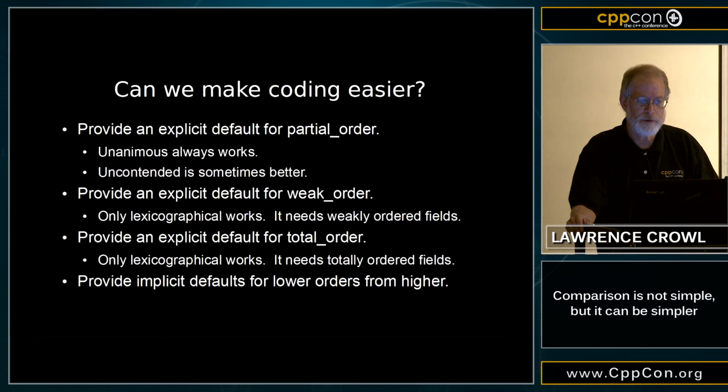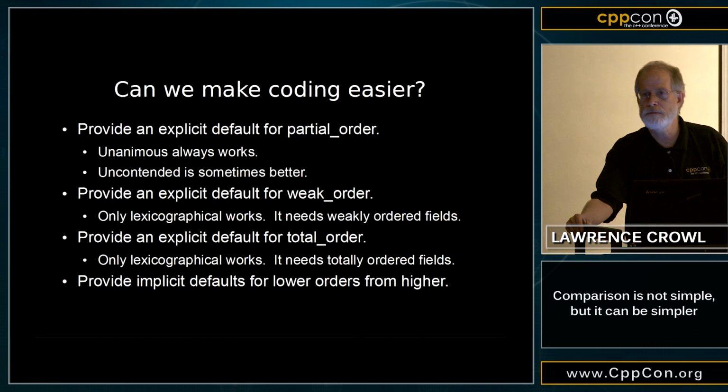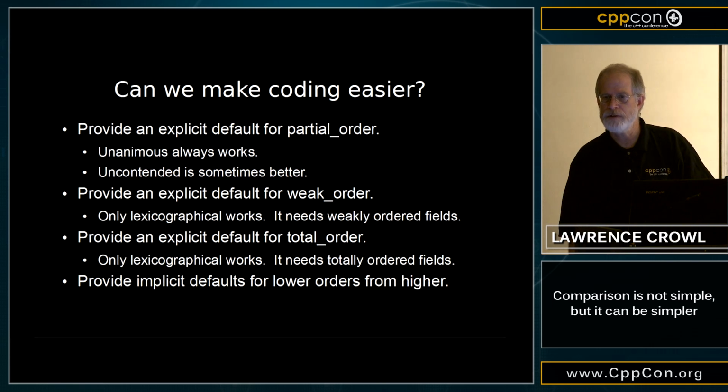We can provide an explicit default for weak order, and that's pretty straightforward because only the lexicographical algorithm works, and it needs weakly ordered fields. So you could construct it automatically by calling the same function on its fields. And we can do the same for total order. It requires totally ordered fields. And to avoid having to implement the same thing twice, we can apply implicit defaults so that if you provide a total order, we can infer from that that you have a weak order because all total orders are also weak orders.